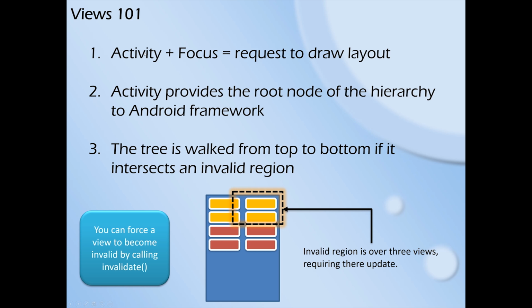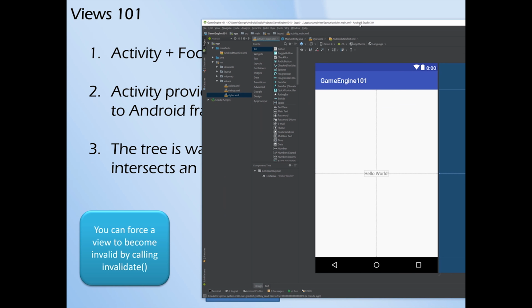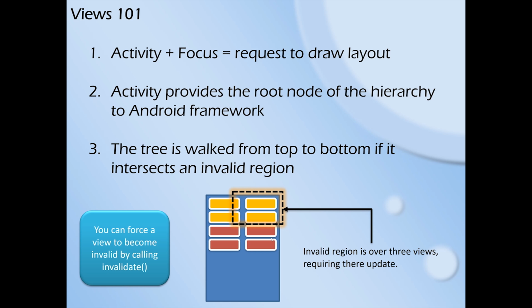Views 101. What we need to understand here is that our activity plus the user's focus requests the layout to be drawn for the first time. Another interesting thing about how views work is that they're actually a hierarchy, a tree from the top of everything. So if we come over into Android Studio again, you'll see our tree is pretty simple right now. It's got a constraint layout as the root, and then it has a single text view. And if we added other layout elements to it, what happens is we start at the top and move our way down. And as we move down from that, we figure out how to draw things.